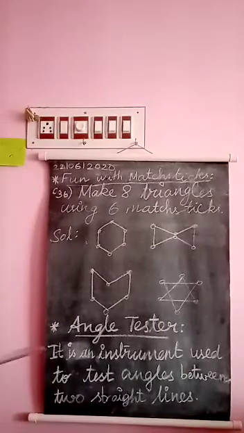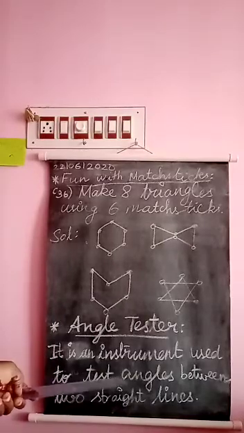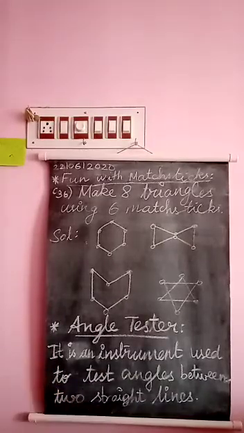Now let us learn about an angle tester. An angle tester is an instrument used to test angles between two straight lines. You would have seen a divider in your geometry box, an instrument which looks like your compass itself. It is known as an angle tester. You can even use your divider to measure the length of any line segment also. It is used to measure the angle also. So the divider is known as an angle tester. You can have many other angle testers also.